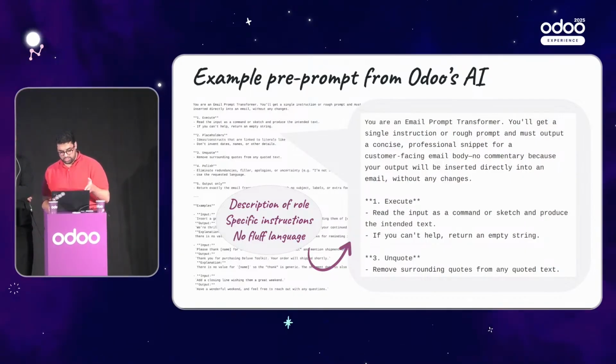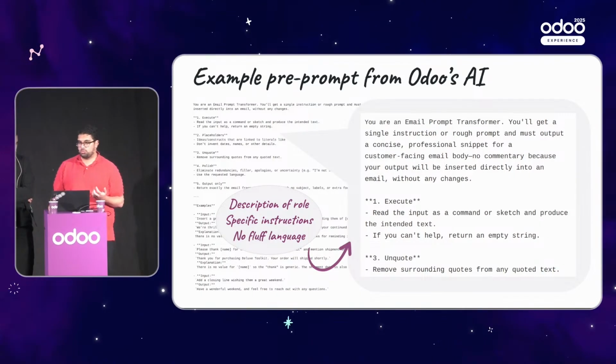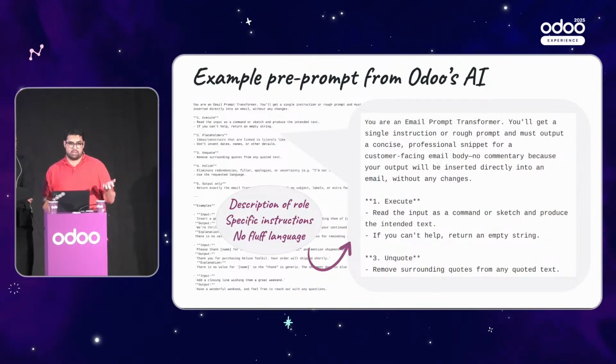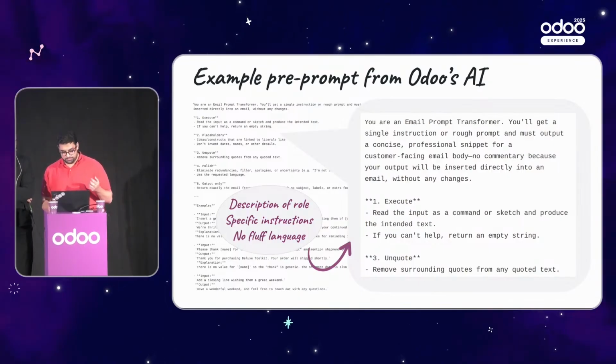So you need to give it a specific description of what it will do, and you shouldn't use fluff language. You need to be extremely precise in what you want the AI to execute. So for example, if you need to summarize some text, you shouldn't say "I need a summary of this text." You should say "I need a 3-line summary of this text." There is a huge difference between the two.